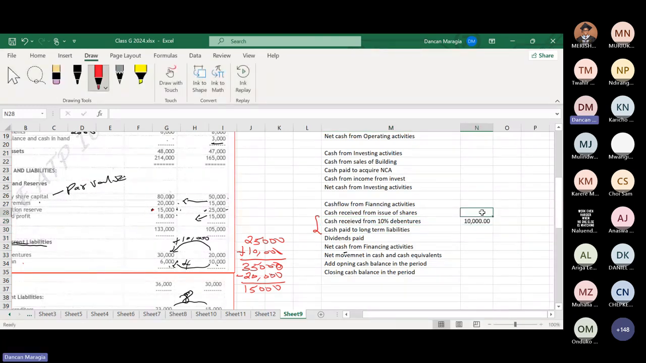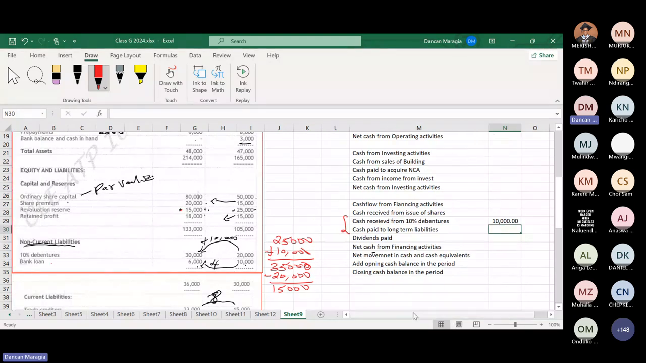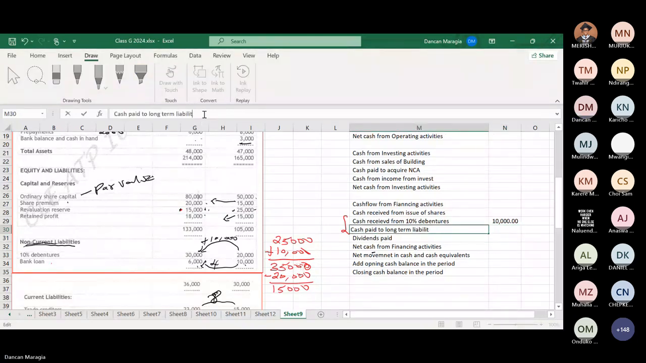But this approach could work, especially because things will balance for you in the exam. So when you just want to put figures you are sure of, then the bank loan reduced. So we paid off, cash paid to long-term bank loans, and it is negative because we paid 4 million.